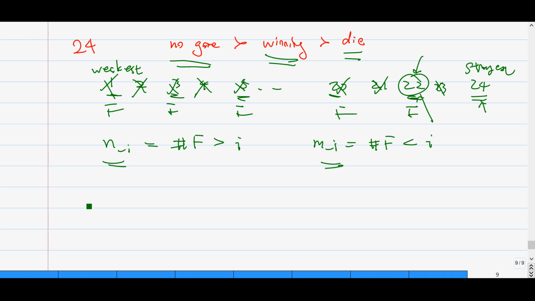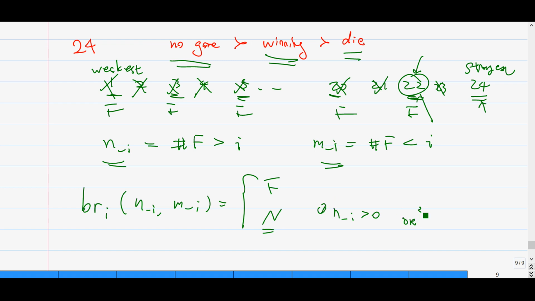So to think intuitively, we need the best response function given these two summary statistics. So it's either fight or no fight. When is it optimal to not fight? There are two situations. First, there's someone who is stronger than me who is fighting. So if n minus i is larger than 0, it means someone stronger than me is fighting. I get killed anyway, so I don't care. So not fighting is the best response. That's the first case. The second case is when do I not fight? When everyone else is not fighting, so this is equal to 0. That's how I get the conditions.